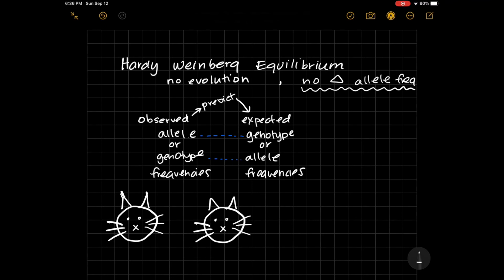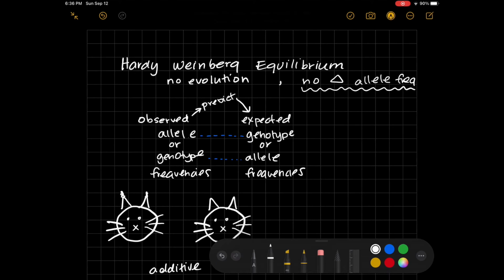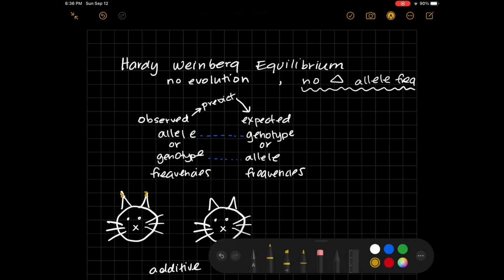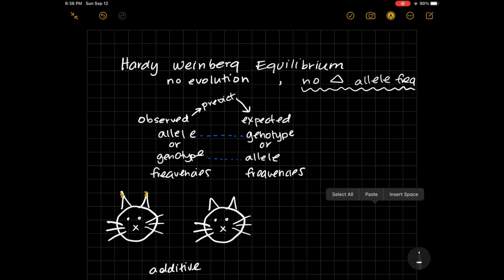We're going to say that our cats with tufted ears have a specific genotype, and they are going to be big A, big A. And our untufted ears will be little a, little a. Now, this is an additive genetic trait, and that means that our heterozygotes are going to be intermediate between our two homozygotes. So this isn't just a regular dominant recessive type trait. This is an additive trait.